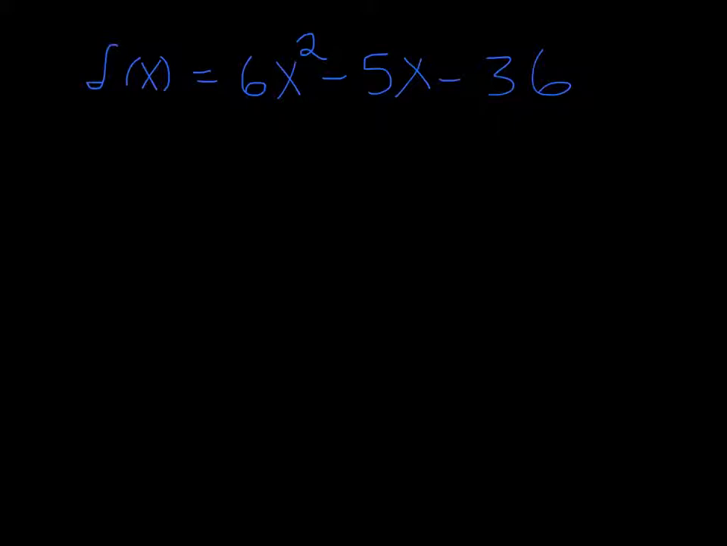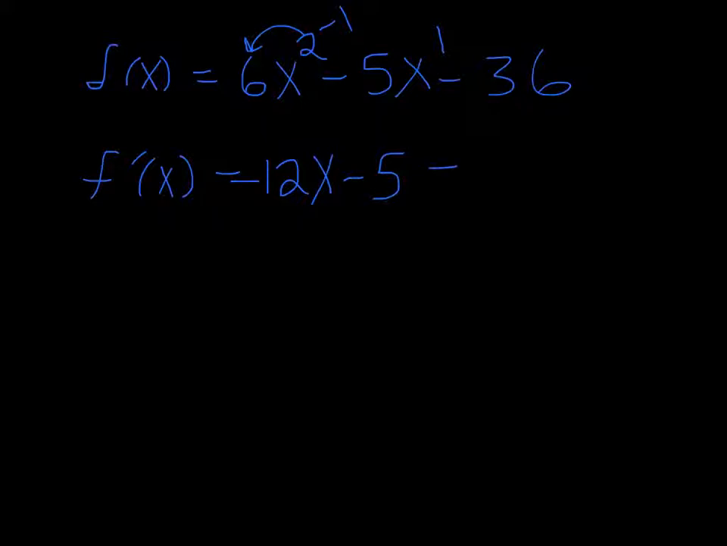Finding derivatives. We have f of x is 6x squared minus 5x minus 36. So the derivative, it's pretty cut and dry. The 6 times 2 makes it a 12. Subtract 1, we just get x. And then this would be a 1, so it's minus 5, and then x to the 0 is just 1. So negative 5 times 1 is just negative 5. And then the 36 just becomes a 0. So we just get 12x minus 5.